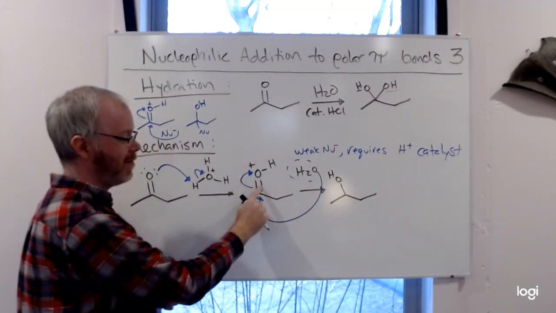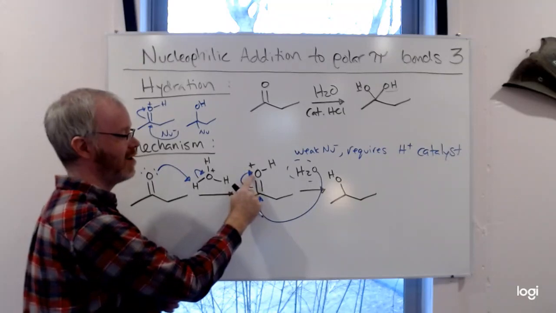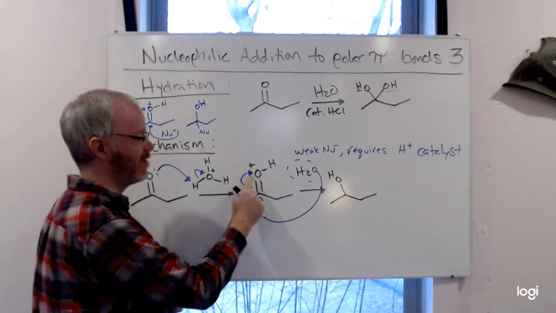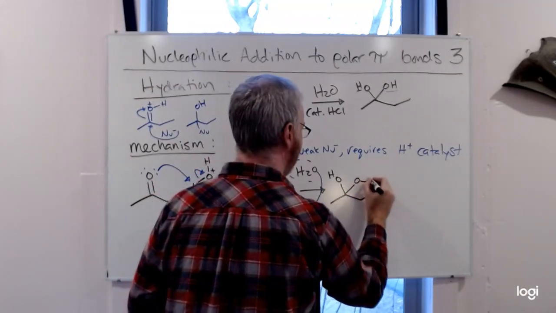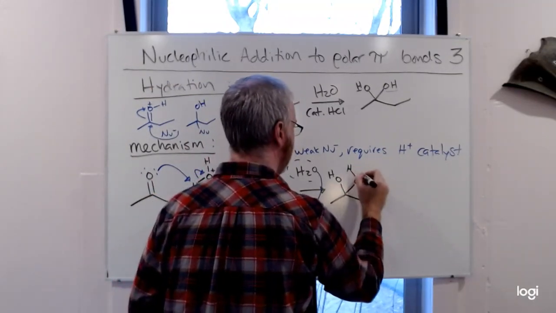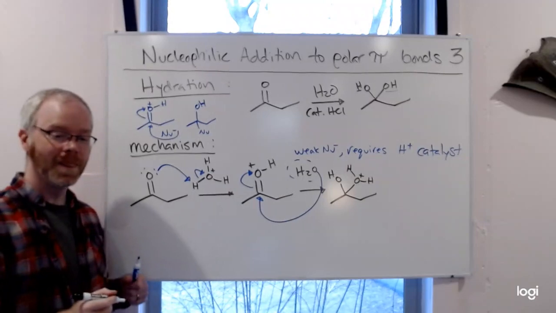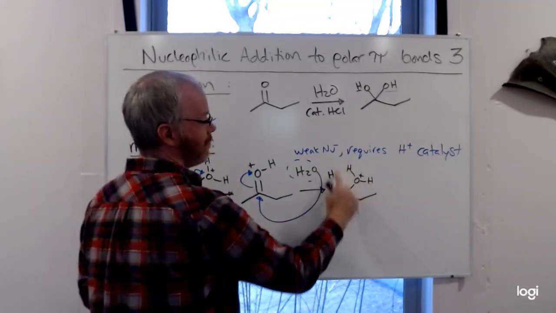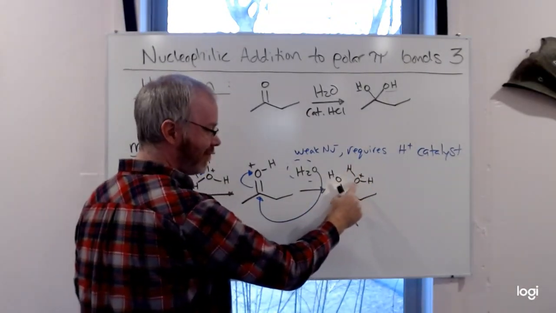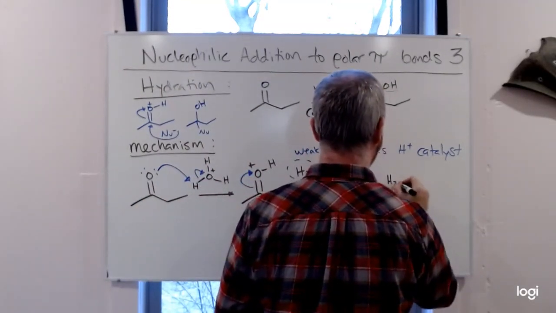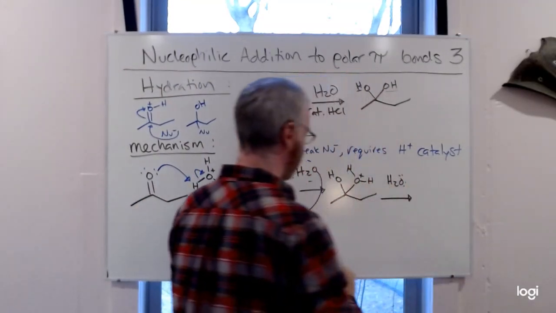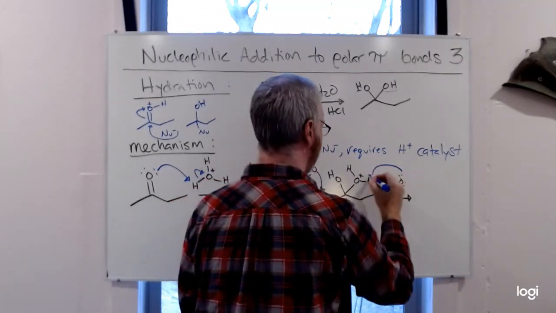Our pi bond broke, electrons go up to the oxygen, that balances out the plus charge and gives us the simple alcohol. Water is added as H2O. Our water there still has that extra proton, so we need one more proton transfer step to finish the hydrate.